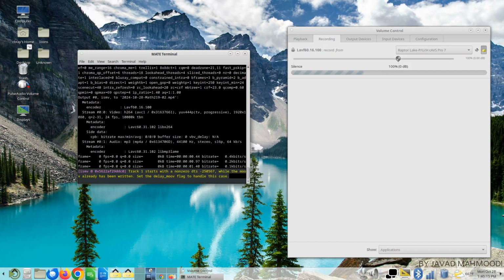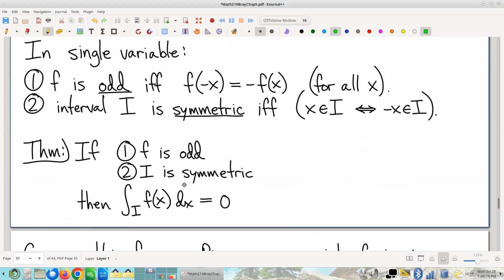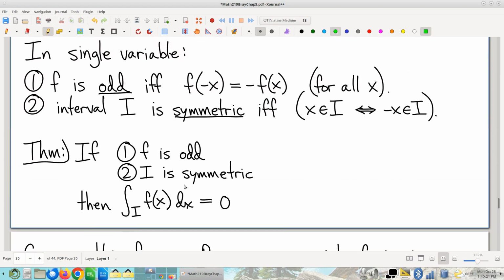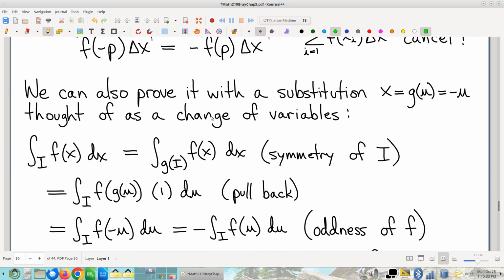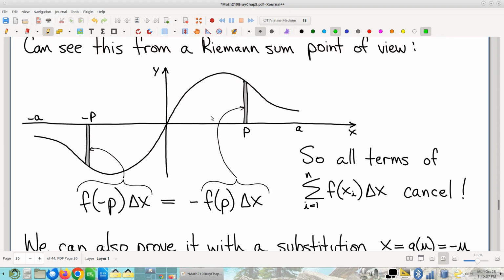Okay, off we go. So last time we were talking about this theorem right here. This is an old theorem from single variable calculus, and it turns out this generalizes very nicely to a multivariable result. We didn't quite have time to get to that last time, so that's where we're picking up. Real quick, there's a Riemann sum point of view justifying this, of course. Roughly speaking, the terms kind of pair up and cancel.